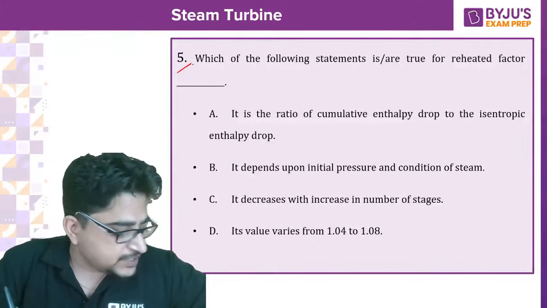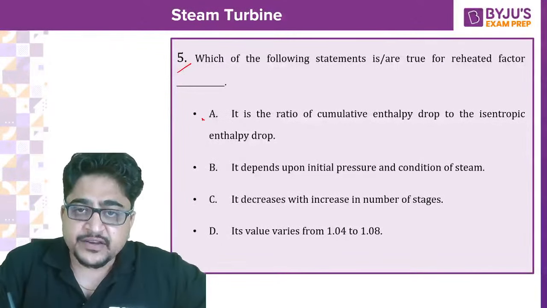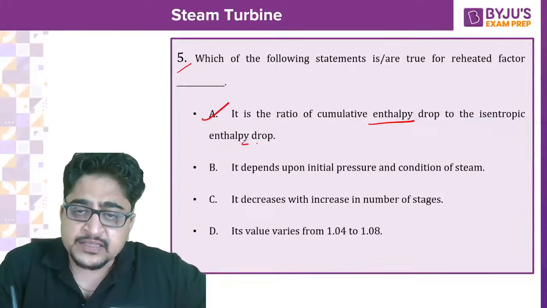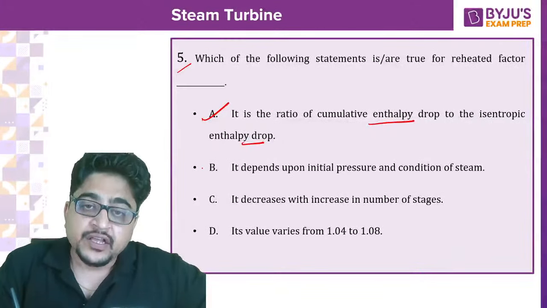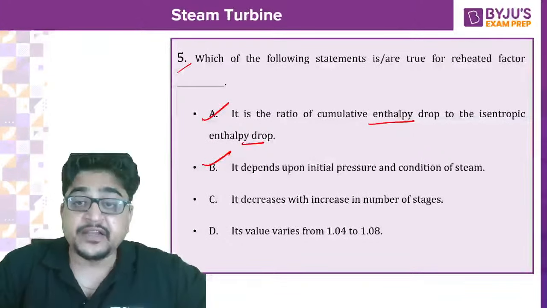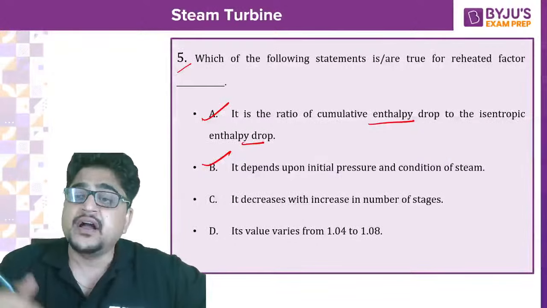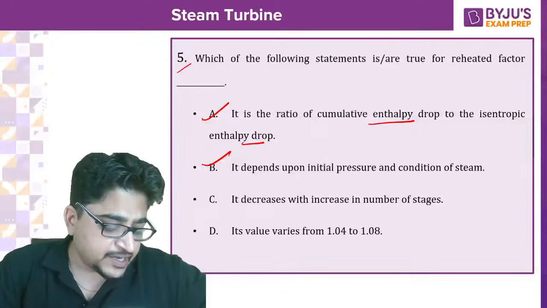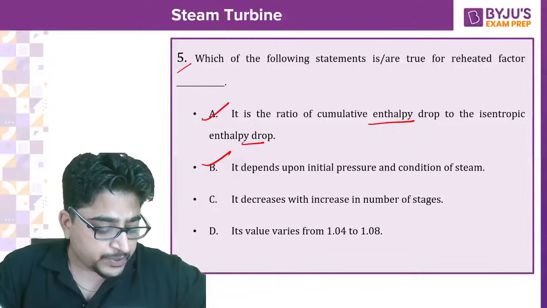So first is correct. It is the ratio of cumulative enthalpy heat drop to isentropic enthalpy heat drop. B is also correct. Just recall the formula. It depends on initial pressure, because the enthalpy comes from there, and condition of steam. Stagnation state means when the velocity is 0. When the velocity is 0, flow is suddenly stopped.